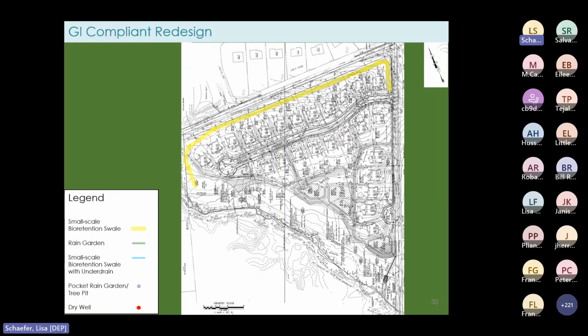Okay, another approach would be small-scale bioretention basins or rain gardens that I've shown here in green in the lawn areas between the homes, such that the driveways are graded to direct runoff to those, to the swale we saw previously, and along the southern side of the internal roadway. And on the western side of the side road, we could have curb cuts that would direct runoff to a bioretention swale with underdrain that is shown here in light blue.